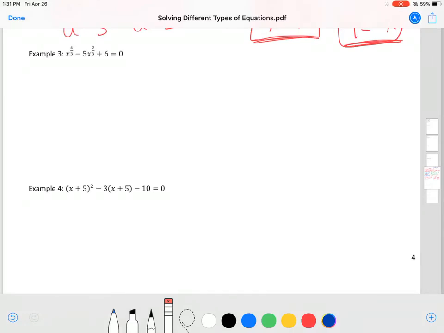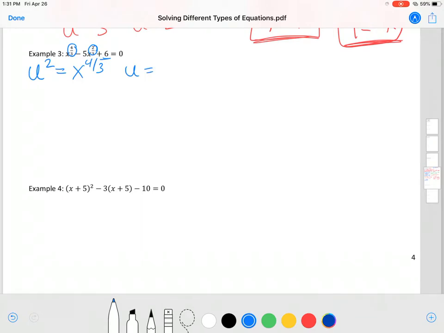Okay, we're going to work on example 3 and 4 now. So in example 3, notice that this is definitely quadratic form because my last term is a constant and 4/3 is double 2/3. So I'm going to use substitution and set this up as if it were a quadratic equation and solve from there. So I'm going to say, let u squared be equal to x to the 4/3.